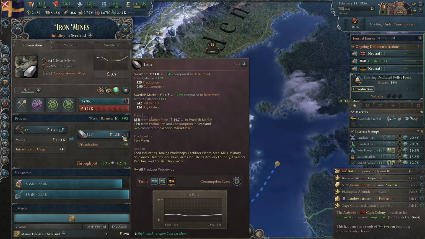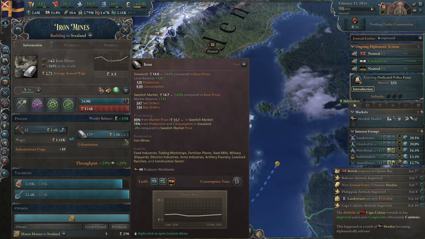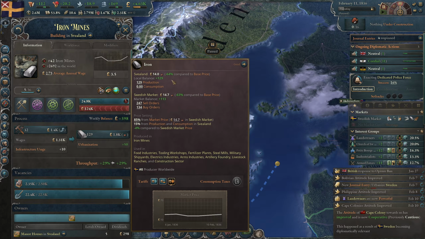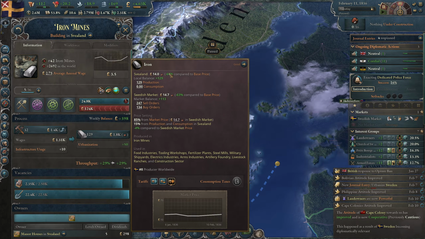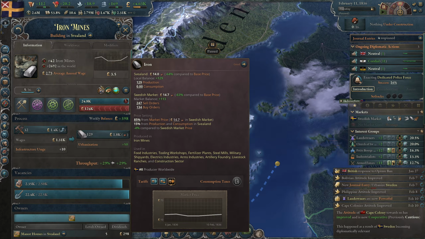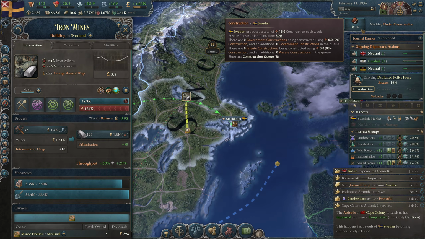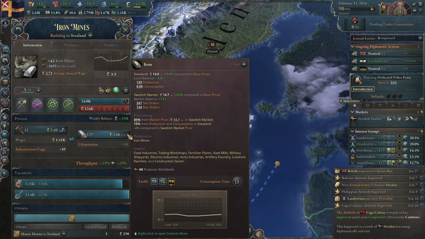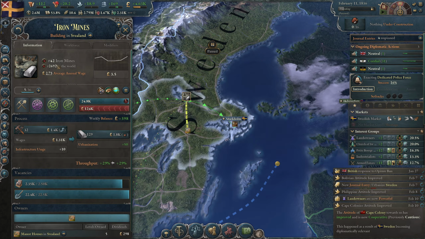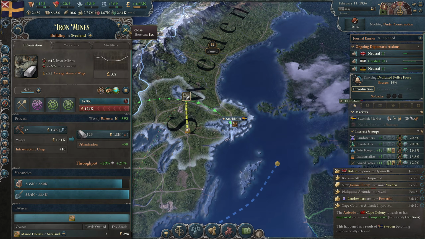It is very cheap right now, because we are not building anything. So don't get fooled by this coin stack here. It's very small, as you can see. The price of iron is very cheap, 64% cheaper. And that is because we are not building anything. If I would build a construction sector right now, the iron price will go up. And this building will become more profitable.